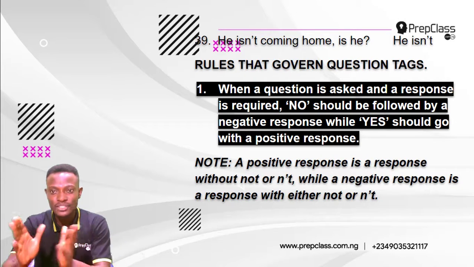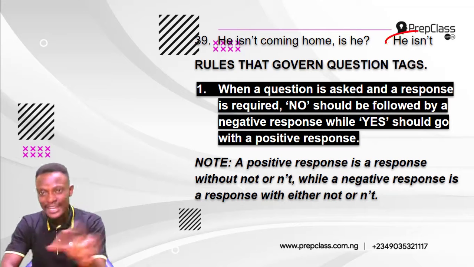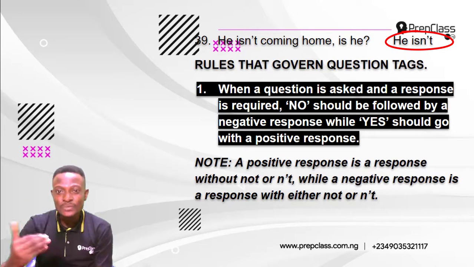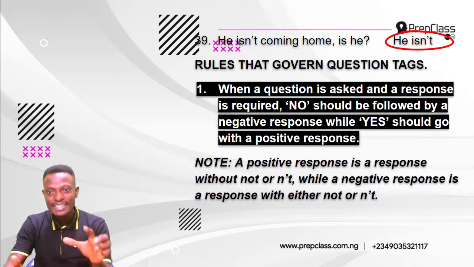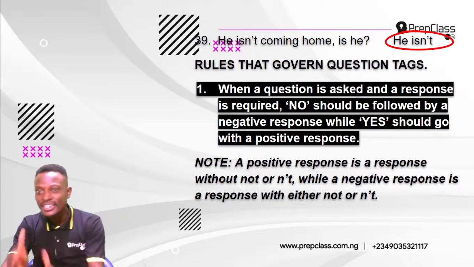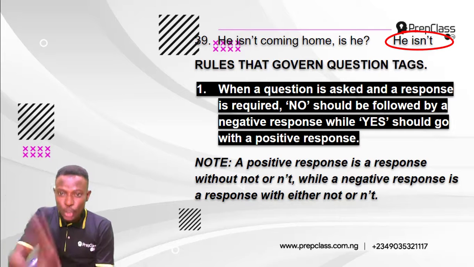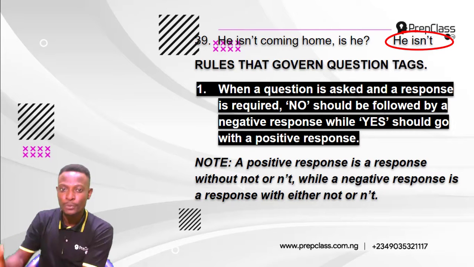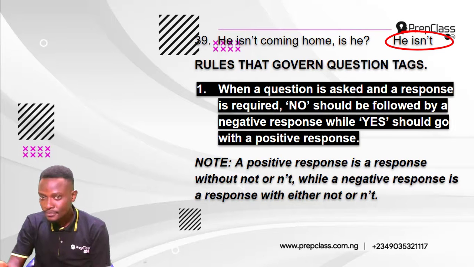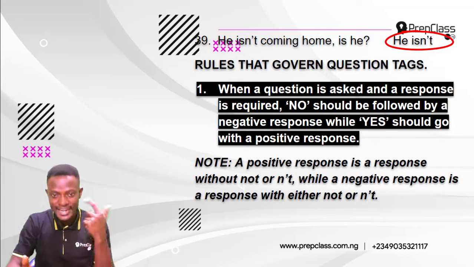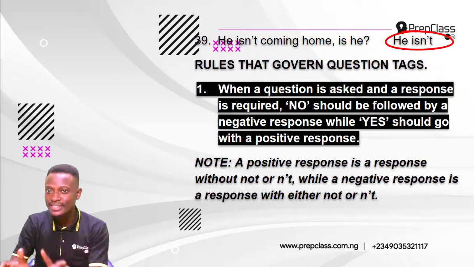Now, looking at what we have on the screen, we have he isn't. Isn't is a negative response, so no should be there. So the answer is he isn't coming home. Is he? No, he isn't. No should be followed by a negative response. A positive response is a response without not or anything, while a negative response is a response with either not or anything.